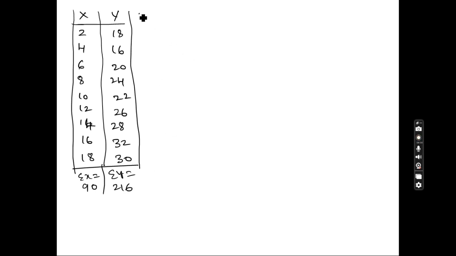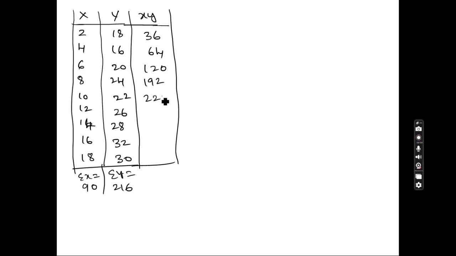As per the formula, what is required? xy is required, so multiply these two columns, x and y. If you multiply the x and y columns, 18 twos are 36, and 16 fours are 64. If you know the tables, it will become easier. Then 120, and 24 eights are 192. Next, 20 elevens, this is 220.